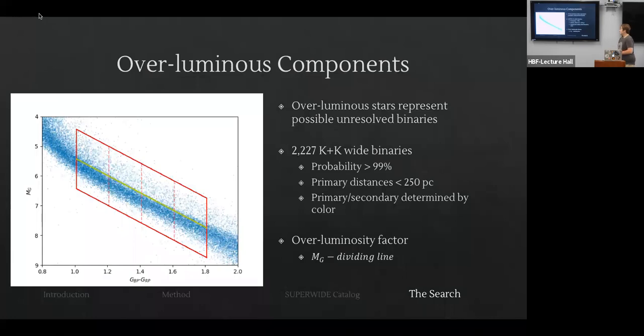And so what we defined was an overluminosity factor. You have the absolute magnitude of a component, let's say it's here, and then you have this dividing line, this yellow line, basically separating the single main sequence from the double main sequence. If you take the difference between the absolute magnitude of your component and the absolute magnitude of the line, whatever color it's at, you get an overluminosity factor, basically saying how overluminous something is. If it's negative, it's overluminous, and if it's positive, it's within that single star main sequence.